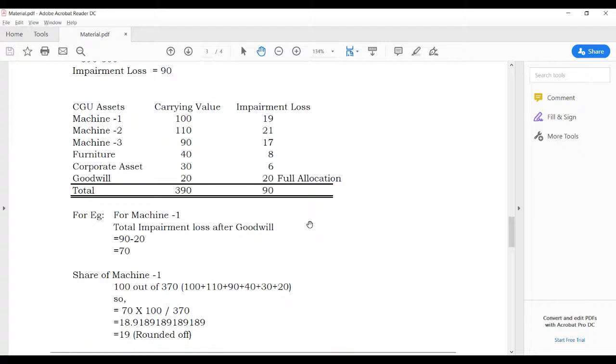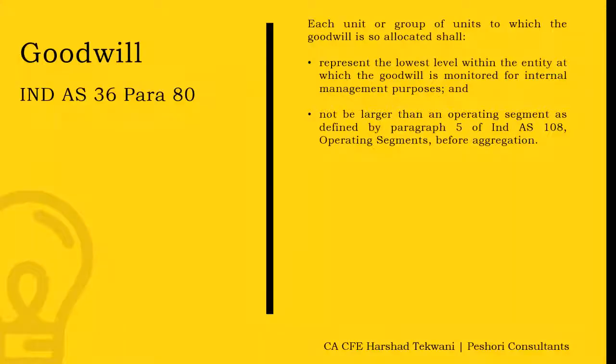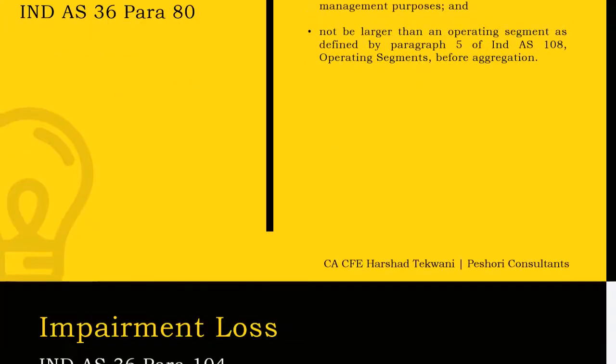This is how I'm supposed to recognize the impairment loss in case of CGUs. First fully in front of goodwill, then in the front of assets. Coming back to the PPT, we saw how to recognize in front of the goodwill.